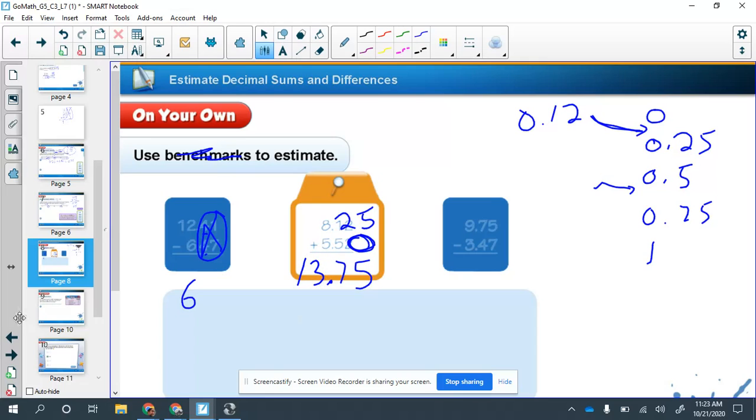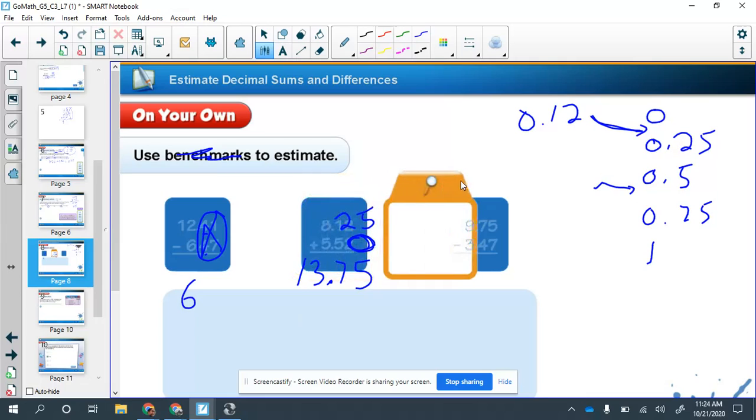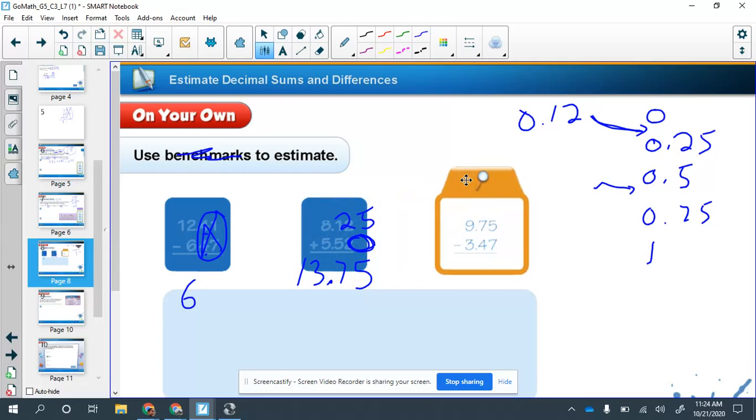All right, we're going to do one final problem, and then that will be it for this lesson. So here we have 9 and 75/100. Well, 75/100 is a benchmark, so I don't need to change that one at all. Minus 3 and 47/100. Well, 47/100 is really close to 50/100 or to 5/10. So I'm going to change this one to that, right? And now I'm ready to subtract.